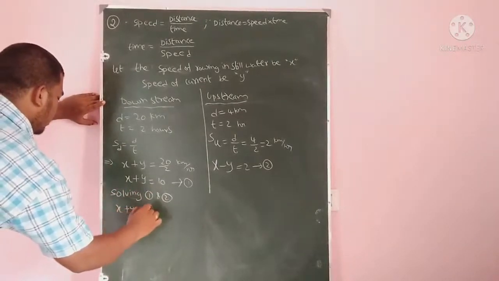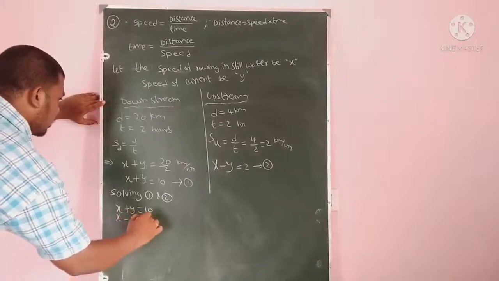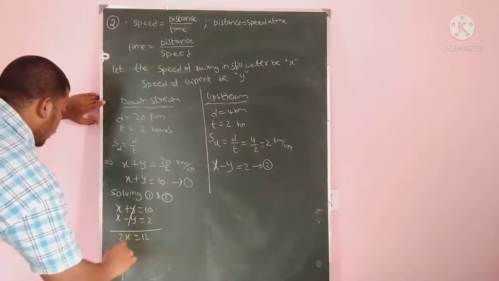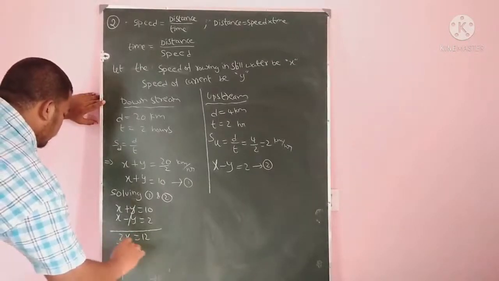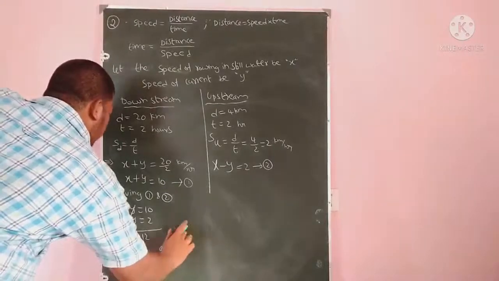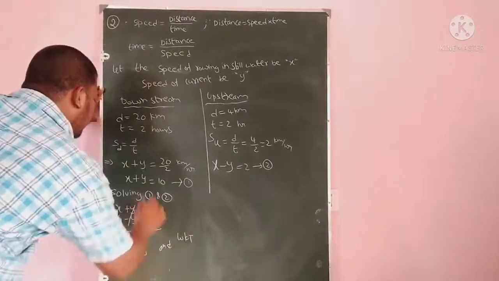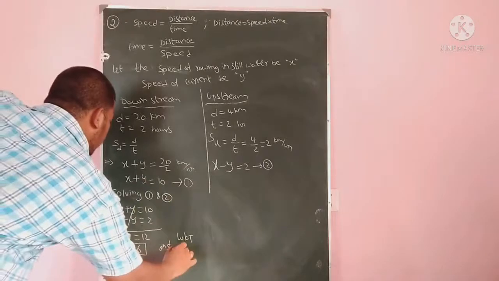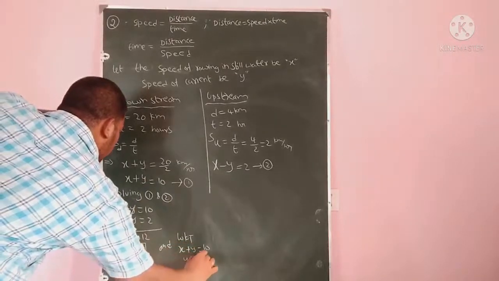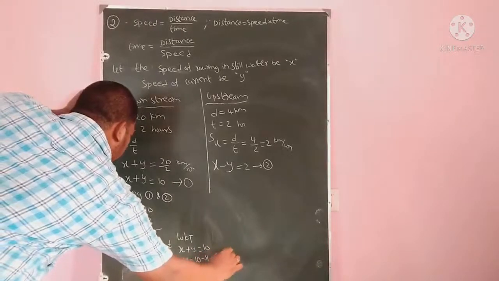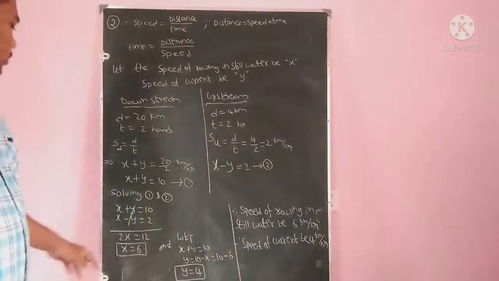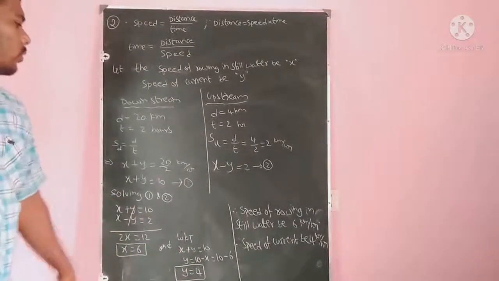x plus y is equal to 10, x minus y is equal to 2. If you add, you will get 2x is equal to 12, so x is equal to 6. We know that x plus y is equal to 10, so y is equal to 10 minus x, which is 10 minus 6, so y is equal to 4. So x is equal to 6 and y is equal to 4.